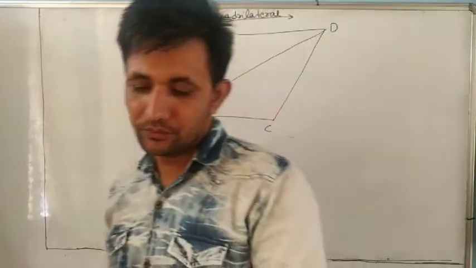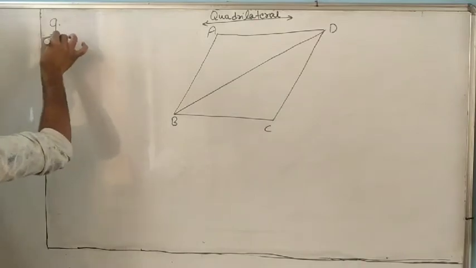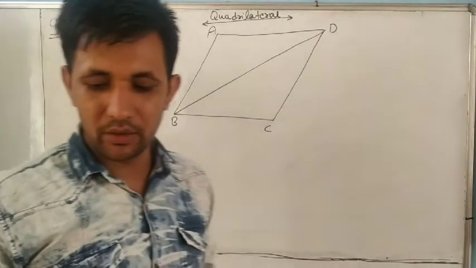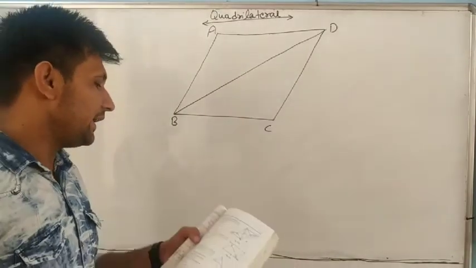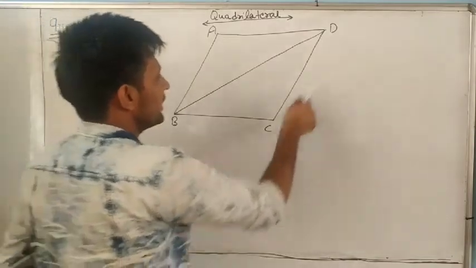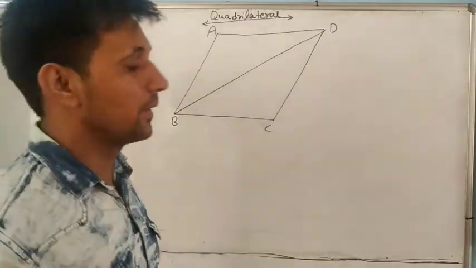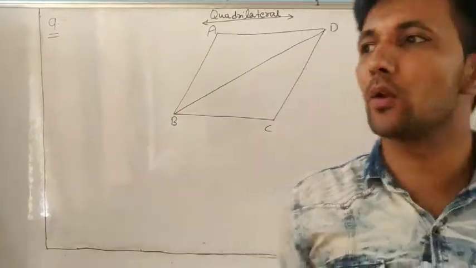So now today we will start our next question of exercise 8.1, quadrilaterals. The next question is question number 9 of 8.1. First, what is given in the question? Read: in a parallelogram ABCD. ABCD is a parallelogram, given. And if it is a parallelogram, we use the properties of a parallelogram.